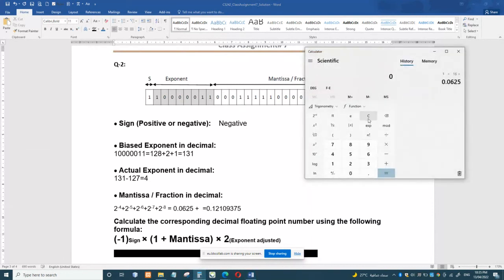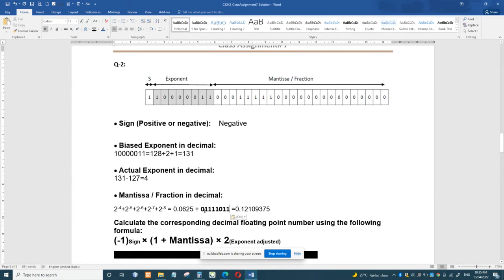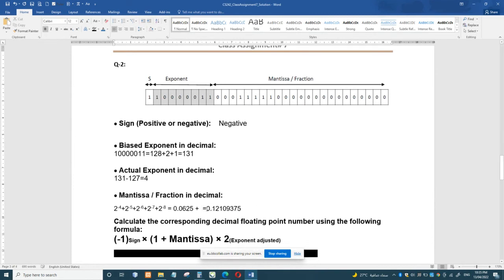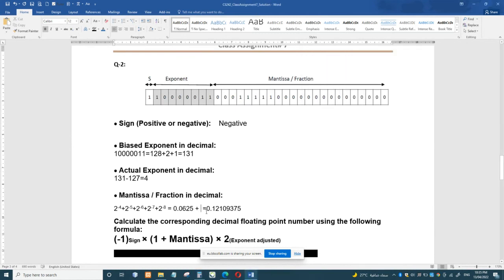Who can tell me? To the power minus 5 means 1 by to the power 5, which is 1 by 32. So 1 divided by 32 is 0.03125. So that's your 0.03125 plus to the power minus 6.